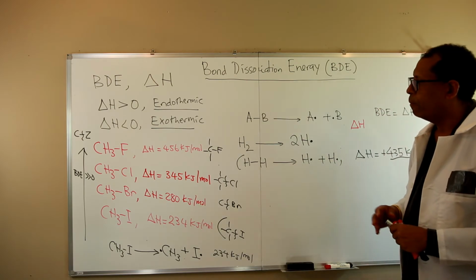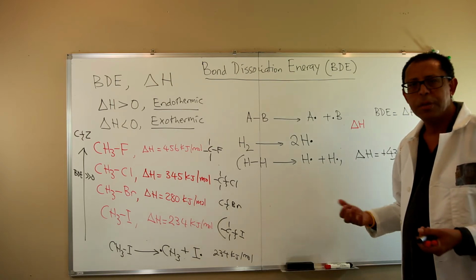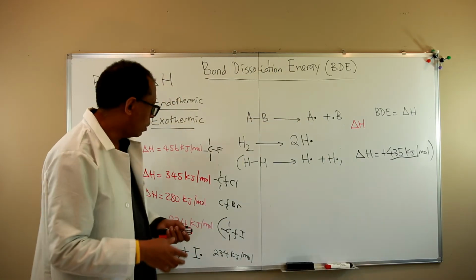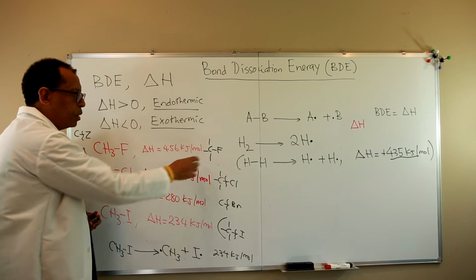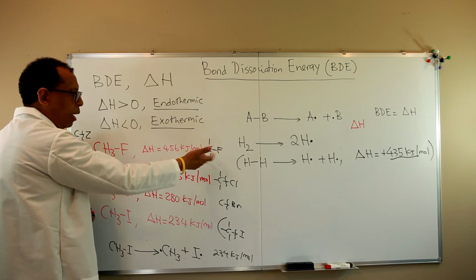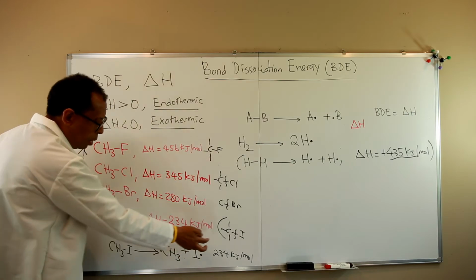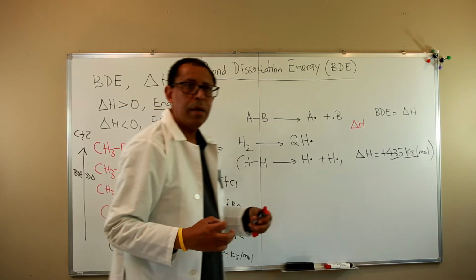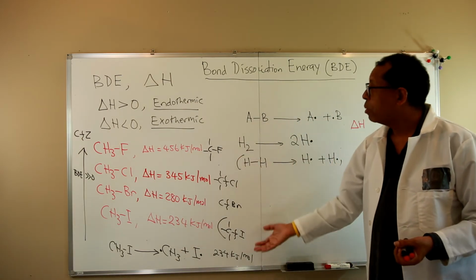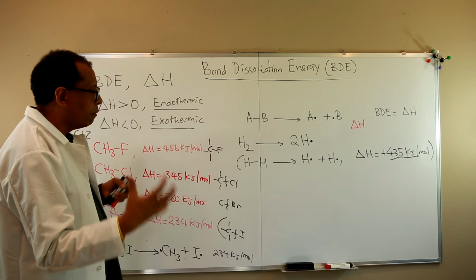If you are given some kind of numbers or tables, it is up to you to explain why that would be. The carbon-fluorine bond is very strong. Fluorine is highly electronegative, therefore it's highly attached to the carbon. That is a very strong sigma bond compared to carbon-iodine, where iodine is easily polarizable, larger in size, and easy to break.